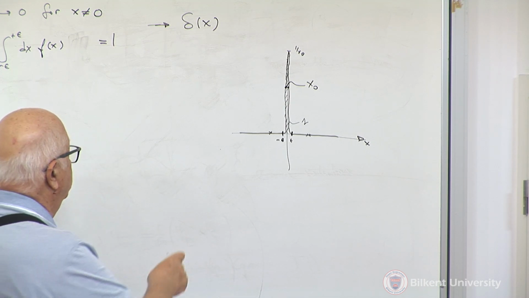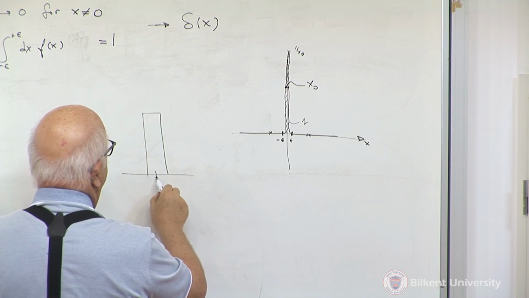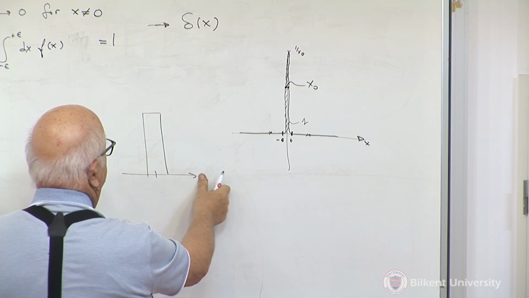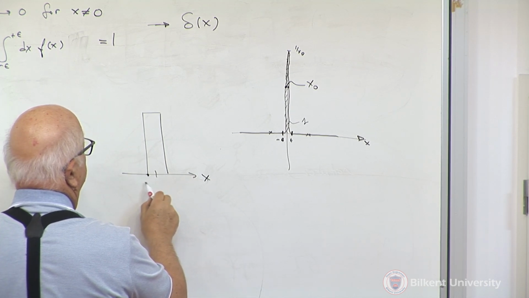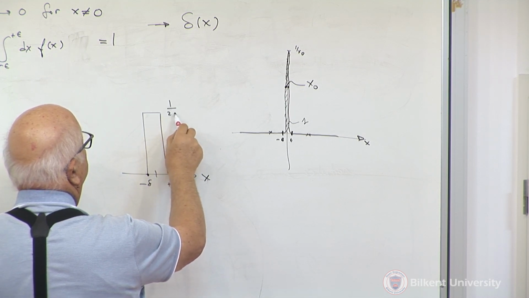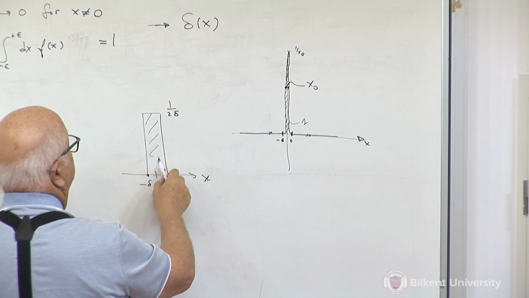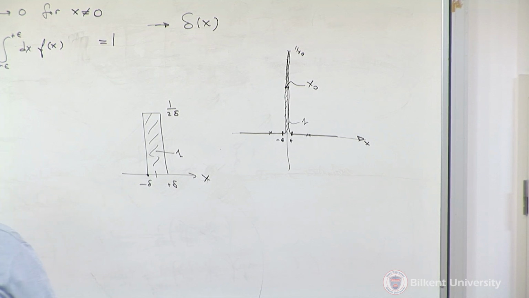Or you could also do something like this, right? You can take some function which is between, say, minus delta and plus delta, with a magnitude of 1 over 2 delta, so that its area is equal to 1, and in the limit delta goes to 0, again you end up with the delta function. So these are all different ways in which you can construct a delta function. Okay, other questions?